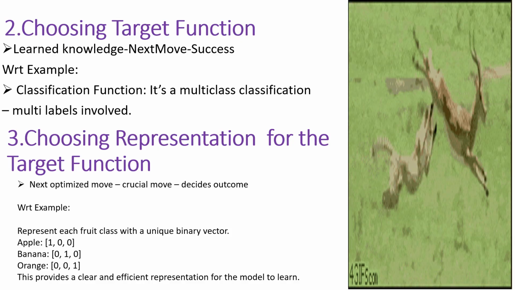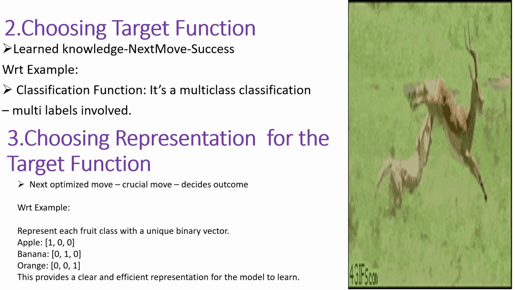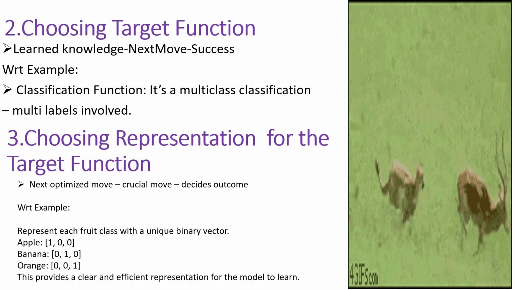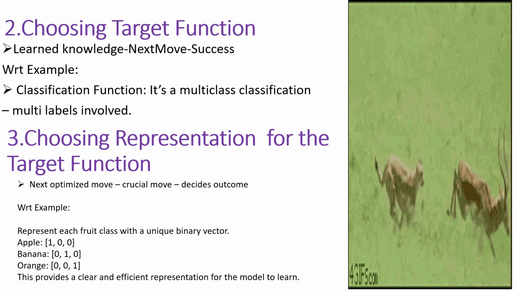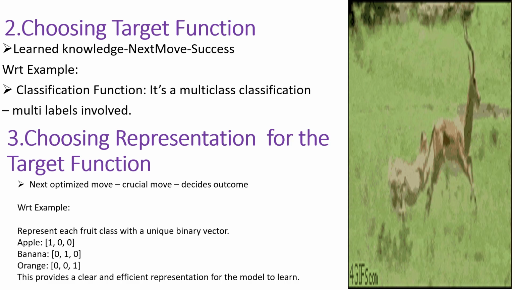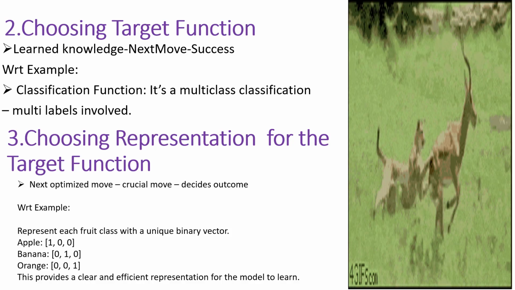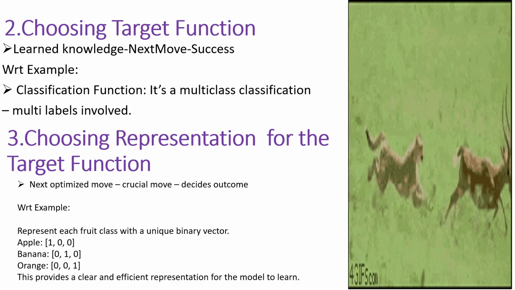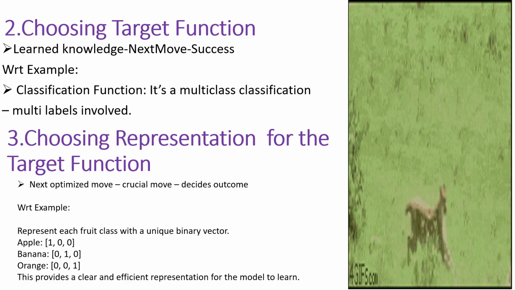You will be doing so many moves in that, and the crucial ones should be decided by the representation of the target function. Here, with respect to the basket of fruits, we have given a unique binary vector for each and every fruit. We have specified three different fruits: apple, banana and orange. Each consists of a unique binary vector, and this representation will help to decide the crucial move while it tries to classify the fruit.